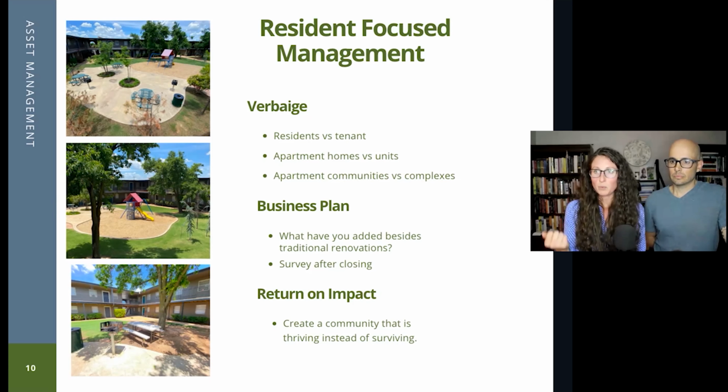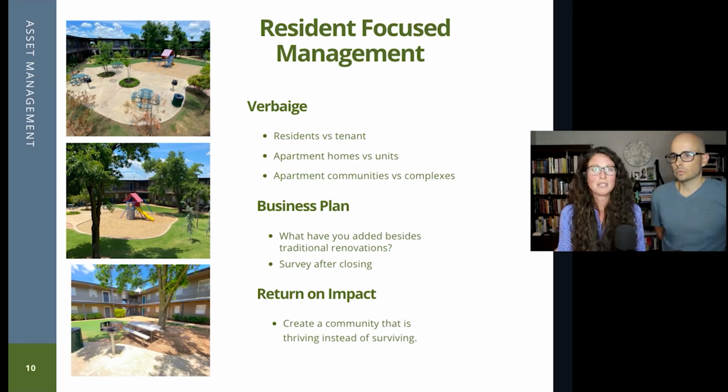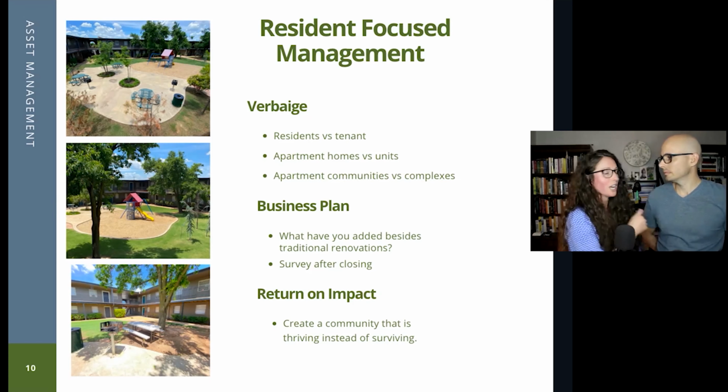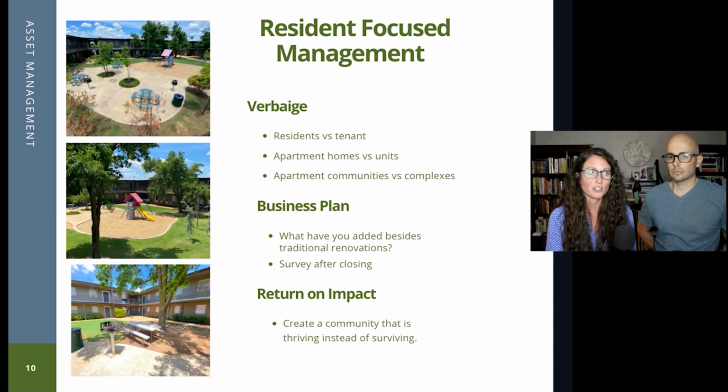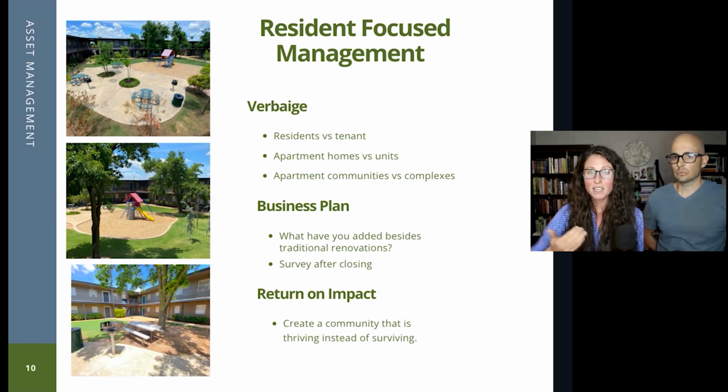And so another way we are resident focused is within our business plan. When we are initially underwriting the deal, what are we trying to add besides traditional renovations, right? Because anybody can just turn apartments, but what do we actually do? What we try to look for, what we have done, is that we've added in-unit washer and dryer connections and then washer and dryers, especially because of COVID, being able to be in the comfort of your own home and do your own laundry is huge.